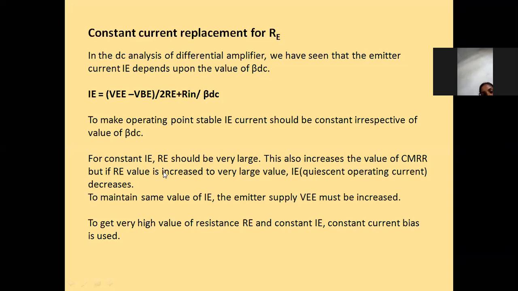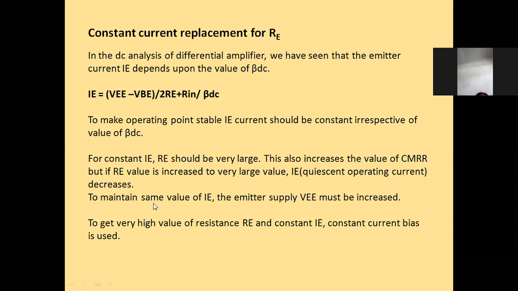Okay, so for constant IE, that means emitter current, the value of RE should be very large. Okay, are you getting? For the constant value of emitter current, the value of resistor connected across emitter should be very large. So this also increases the value of CMRR. So why we have to do this means, to increase the value of CMRR, we have to select the value of RE very large, and because of very large value of RE, the value of IE will remain constant.